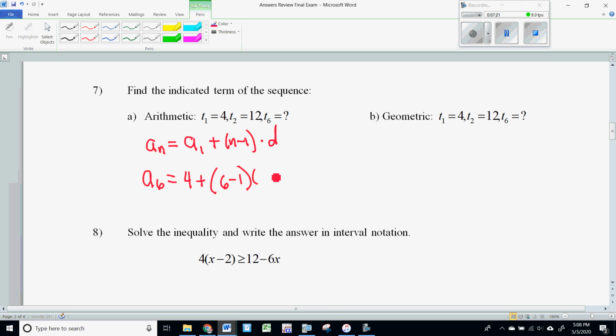So my sixth term is my first term plus 6 minus 1. If it's arithmetic, I have to figure out what I add to get the next term, and in this case it is 8. So if I put that in my formula, I get 44.